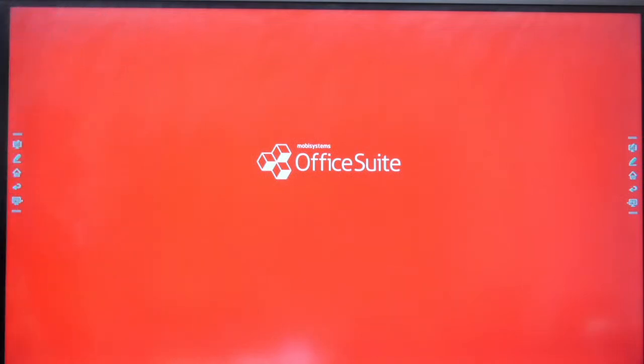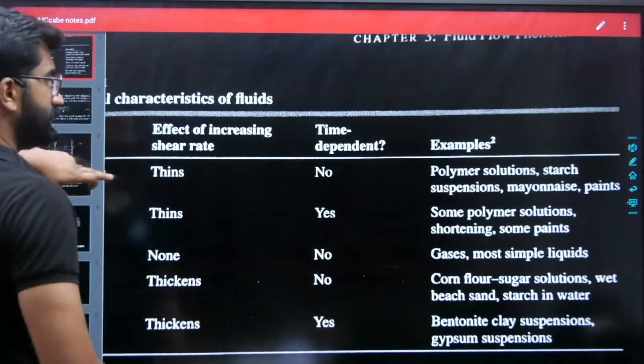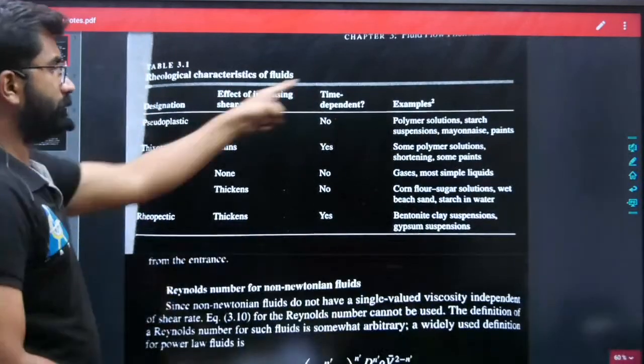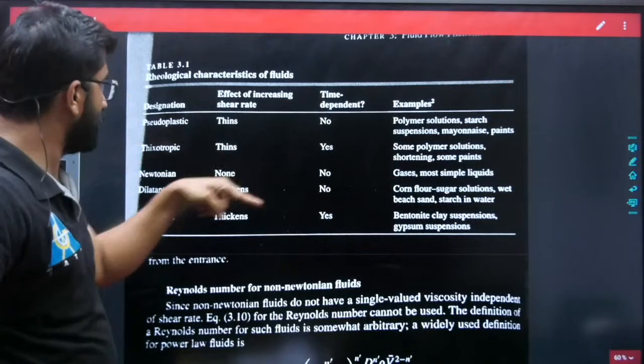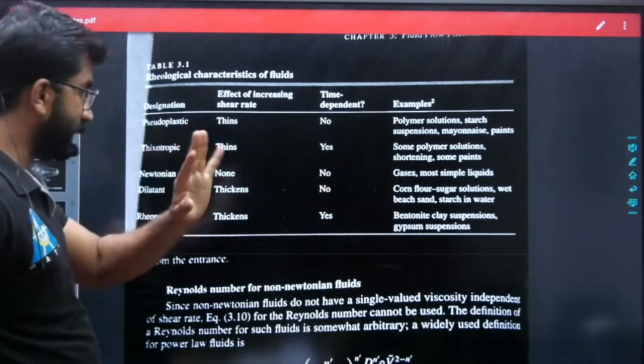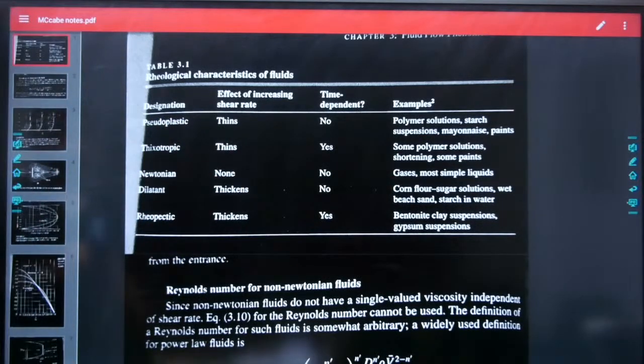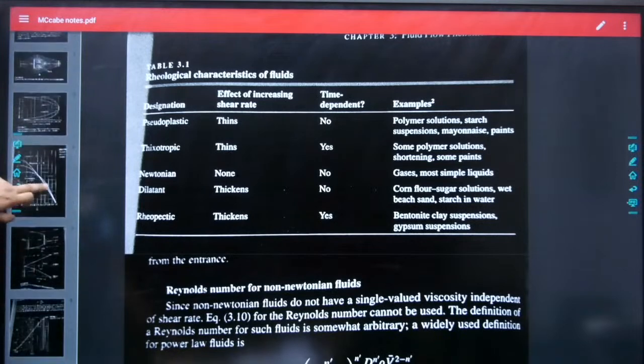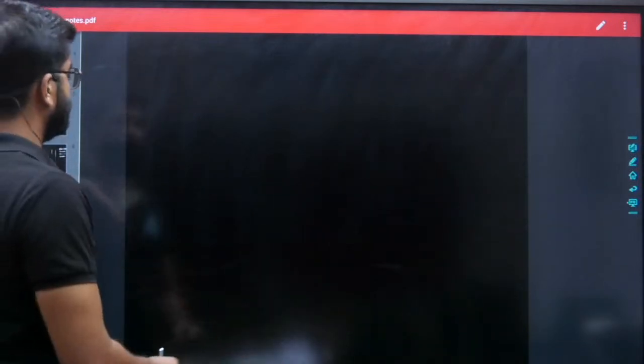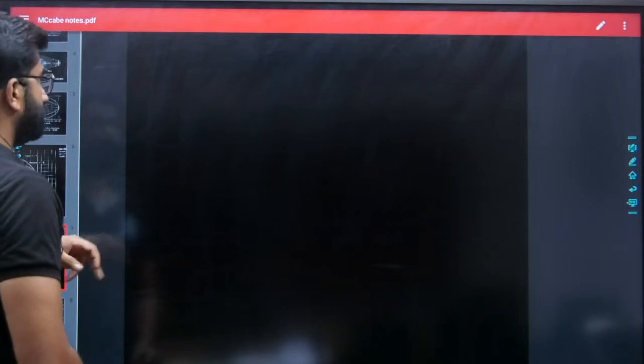Not the question, how to solve, right? कैसे solve करना है मैं एक बार दिखा देता हूँ. So this is your notes from McCabe. McCabe में दिया हुआ है what are the examples for pseudoplastic, thixotropic, Newtonian, etc. Now what I wanted to show is this is your diagram for what? आप देख सकते हैं on board.